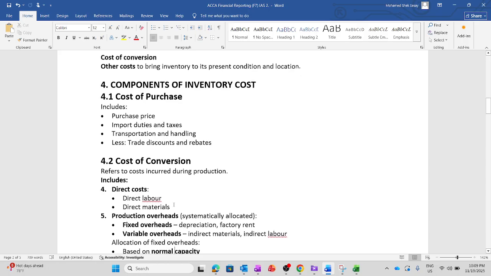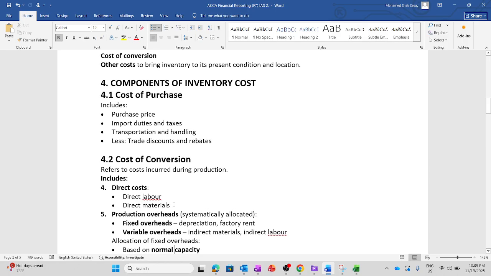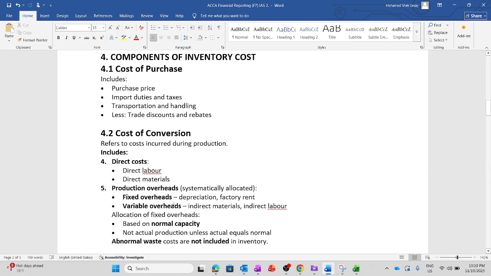So now this is the breakdown of the components. For instance, we are talking about the cost of purchase. It means the purchase price of the mango. If we are going to pay any import duties or taxes for the mangoes, we are going to account for it. Then there are the transportation and handling costs. And if we have any discounts, in terms of trade discounts or rebates, then we are going to deduct them to give us our cost of purchase.